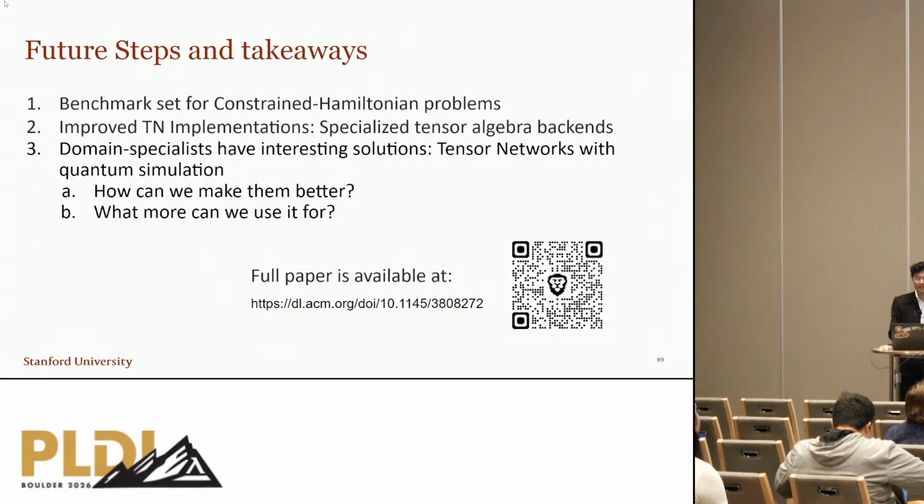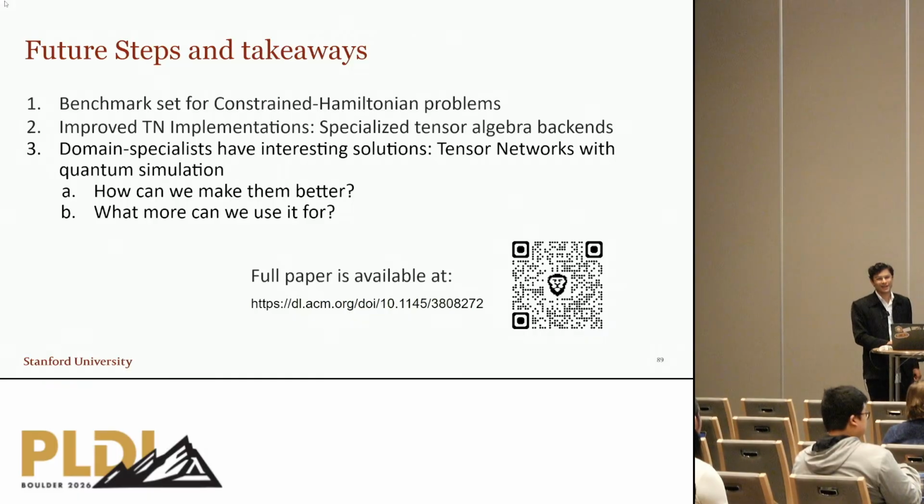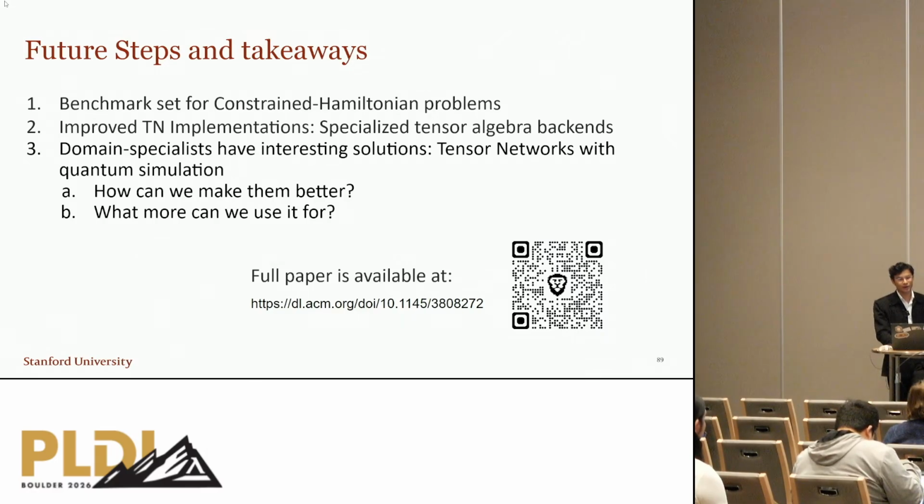We are currently working on building a benchmark set for these optimization problems. We are building improved tensor network implementations with specialized tensor algebra kernels that are particularly suited for working with CoTenN-generated tensor networks. In general, while working on this project, one thing I found was domain specialists often have very interesting problems and very novel solutions of how they want to solve them. Tensor networks in particular, working on quantum simulation, seem to be a very cool approach to me. And one thing I started thinking of when I started this project was how can I make their lives better, improve these tools in the first place. But what other problems can they be generalized to? What other problems exist that are amenable to solving in the same format?